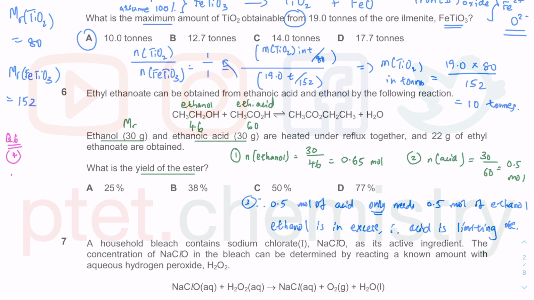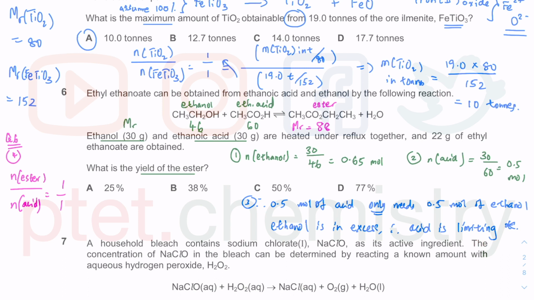what's going to happen now is I will use the limiting reactant to work out the mole of the ester. This is the ester. The Mr of the ester is going to be 88. I hope you can get that. So what happened is the mole of the ester to the mole of the acid is 1:1, because 1 mole of the ester comes from 1 mole of the acid, which is completely used up because it's limiting.